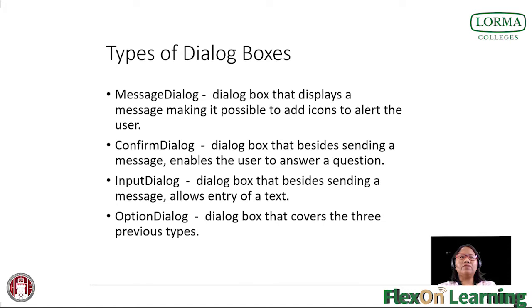Next one is the confirm dialog. It could also display a message. Aside from that, it enables the user to answer a question. The third one is an input dialog. It allows us to input values or enter text. And the fourth one is the option dialog. This basically combines all the 3. So this covers the 3 previous types.